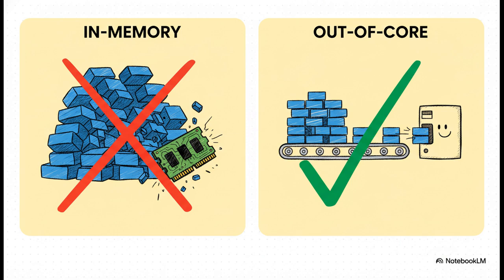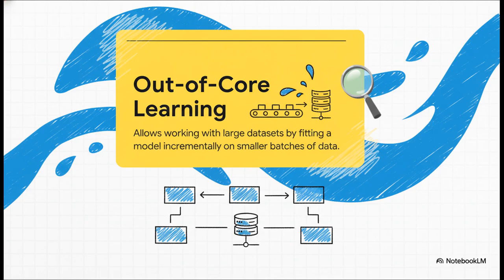The much smarter approach is called out-of-core processing. Instead of trying to swallow the whole lake, we just teach our model one small, manageable sip at a time. And that's the official term for it, out-of-core learning. It's all about learning outside of your computer's main memory. You feed the model little bits of data, it learns from them, you feed it some more, and so on. This is the absolute secret sauce for tackling massive data sets without needing a supercomputer.